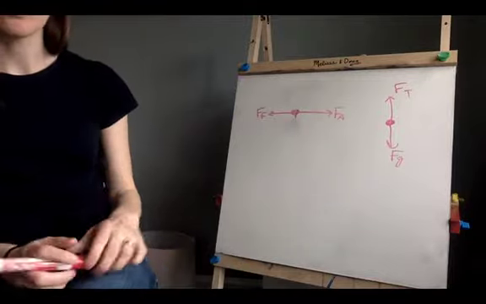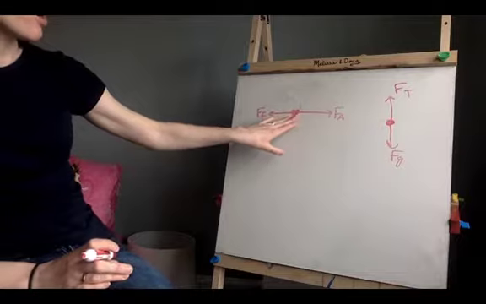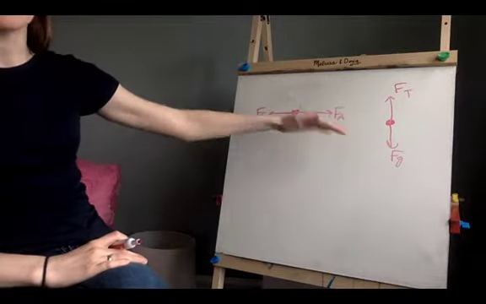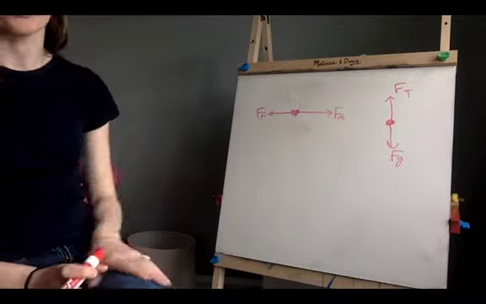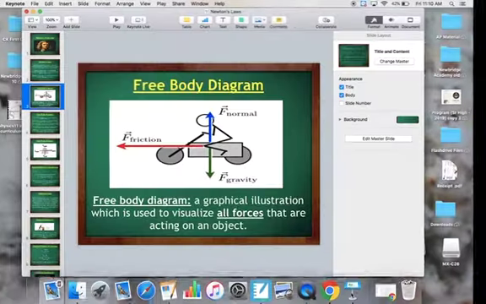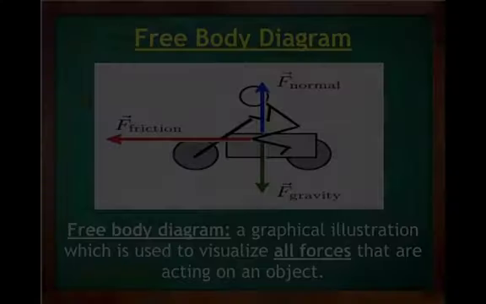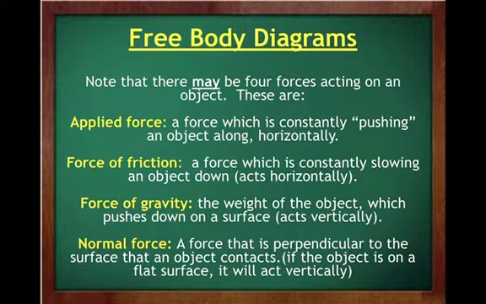But this is what we call a free body diagram, where you're showing the mass of the object. You can just use a circle, and then you're using arrows, like vectors, to show which forces are being applied. So that's what we're talking about when we talk about a free body diagram. Again, it's used to visualize all of the forces at play. There may be four forces acting on an object. Like I said, not every situation is going to have them.